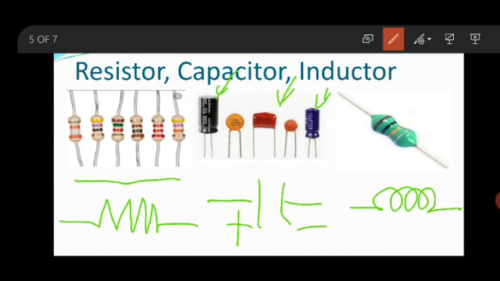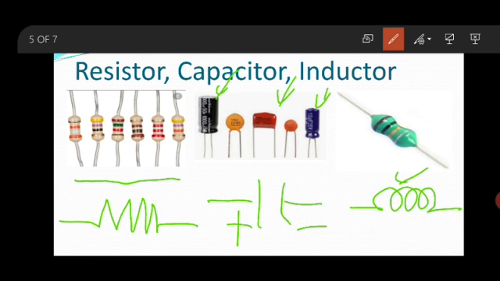Now the next component is inductance. I think I showed only one component of inductance, but there are many components available. I'll do one simple operation for you. Take a coil, take any wire, just a wire. Make it into a spring-like shape, like this, whatever I showed. Twist it, and it becomes an inductance.